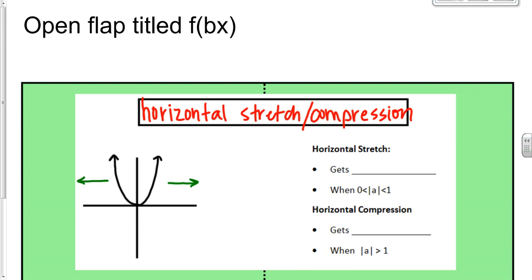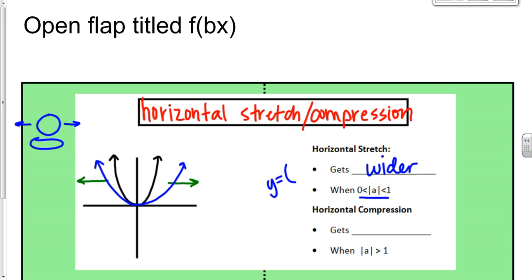again, picture your rubber band. If you just have a rubber band sitting on your desk and you start stretching it this way, what's it going to look like? It's going to start looking like this, right, because you're pulling it. Well, same thing here. This is going to get wider if you stretch it horizontally, okay? And that occurs when a is in between 0 and 1. So again, an example would be y equals, in parentheses, because right now it's inside, 1/2 x all squared.